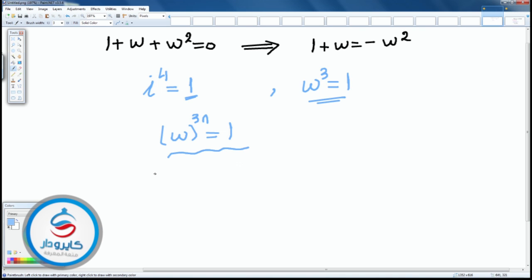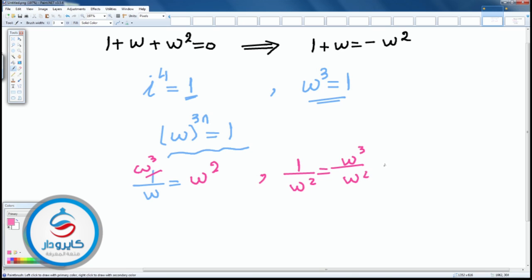So, for omega raised to the power 3n, the answer will be 1. Also, if we have 1 over omega, we can write 1 as omega power of 3. So 1 over omega is omega power 3 over omega, which is omega power of 2. Also 1 over omega square is omega power 3 over omega power 2, which equals omega.